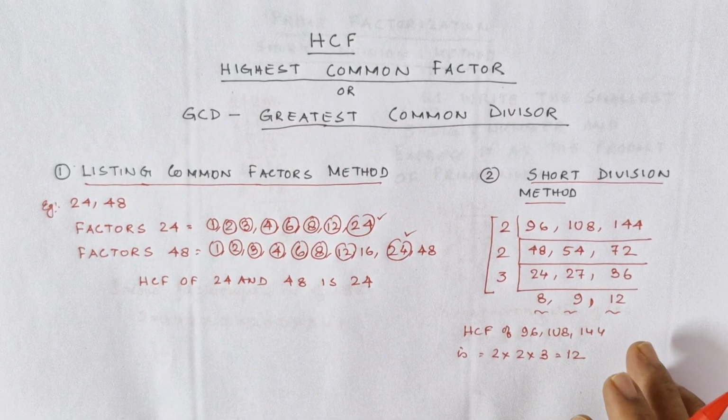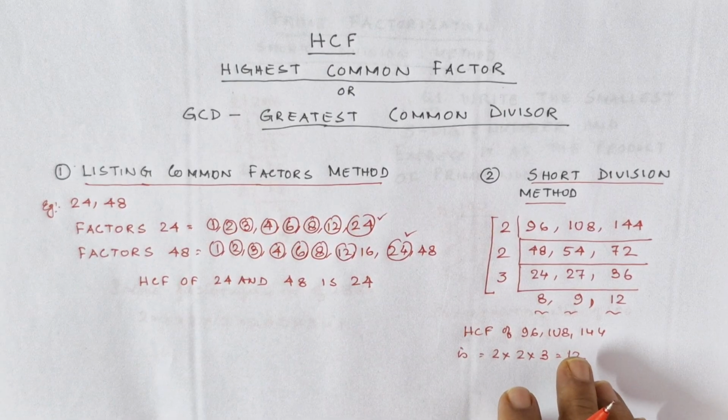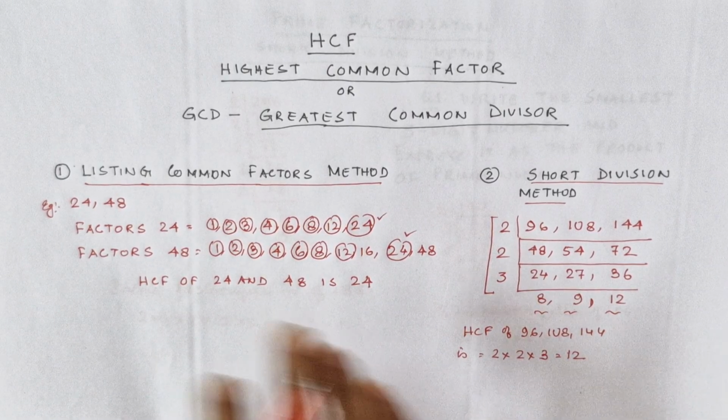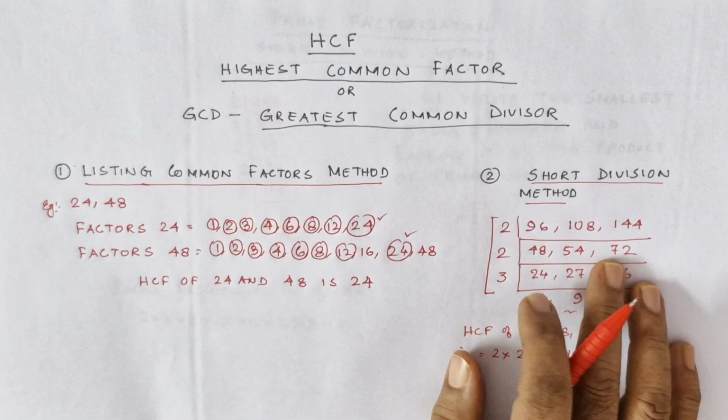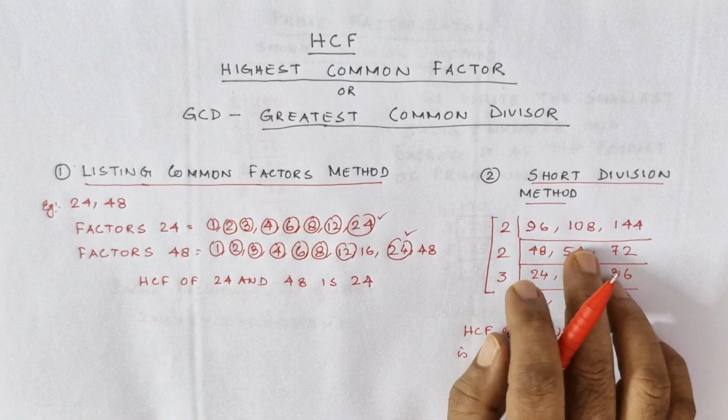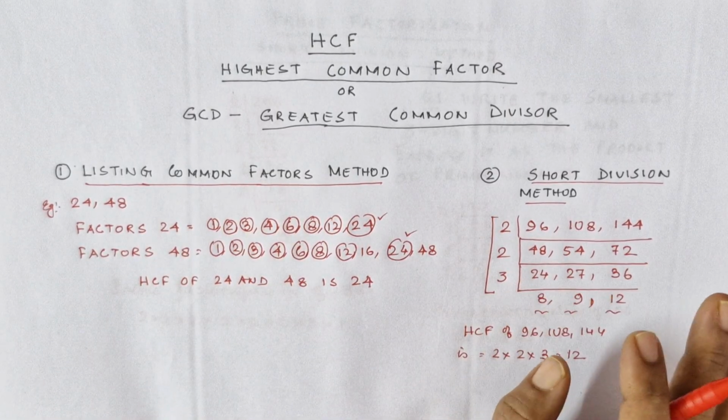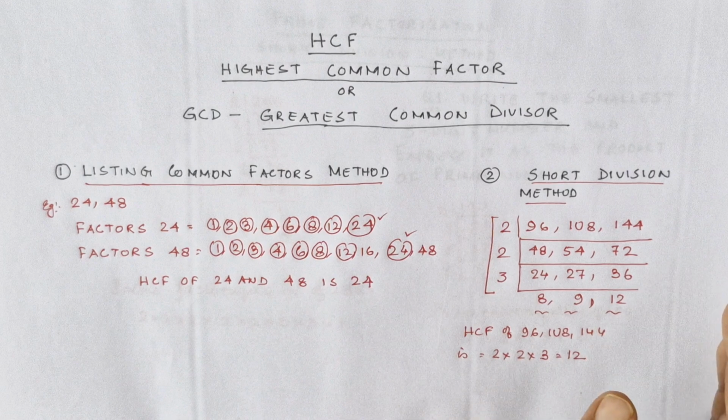So in a very simple way, you can find out the HCF of 2 or 3 given numbers by these first 2 methods, the listing of common factors method and the short division method. I hope you understood. If you have an issue, let me know. I'll try to solve them as soon as possible.